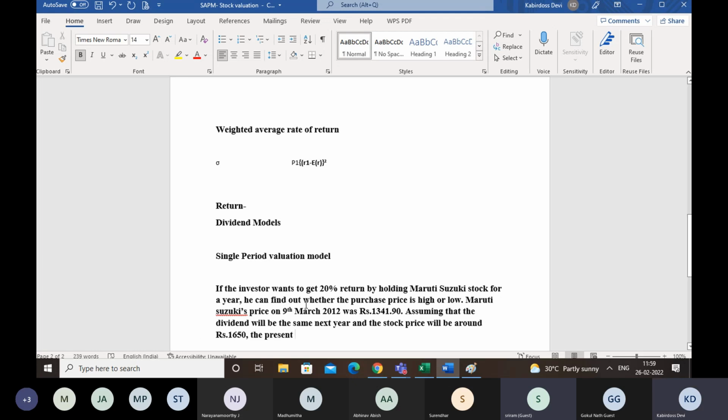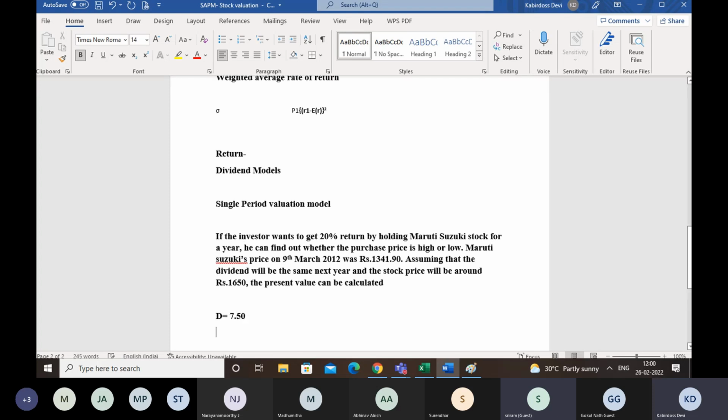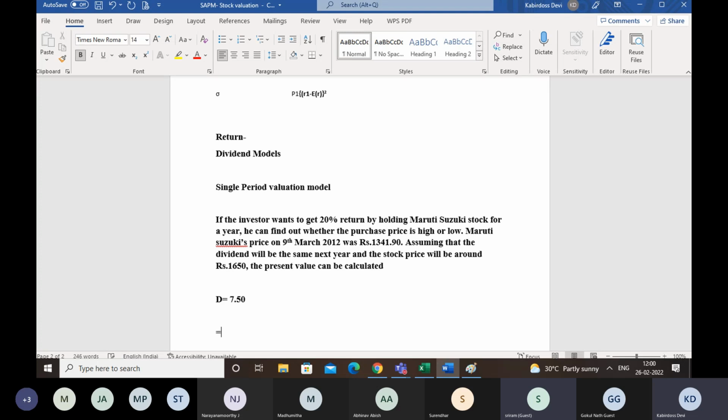So currently the Maruti Suzuki price on 9th March is 1341. Assuming the dividend will be the same next year, the stock price will be around 1650. You can check whether the price is high or low in the market, so the price value can be calculated. The dividend we need to know. Currently they are giving a dividend of 7.50 per share. Dividend declared is 7.50.